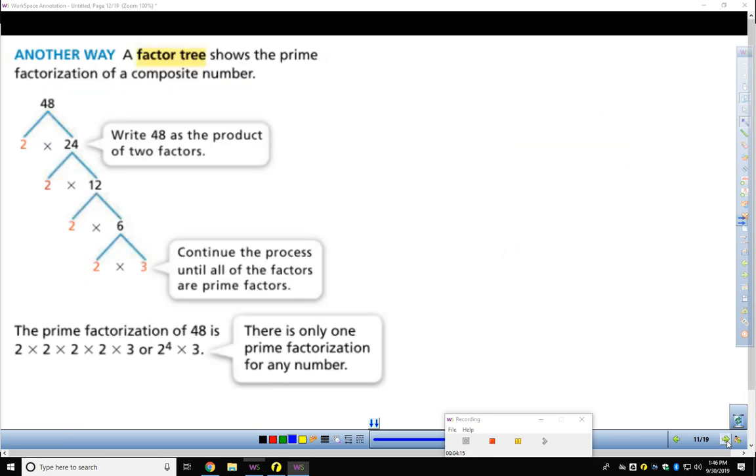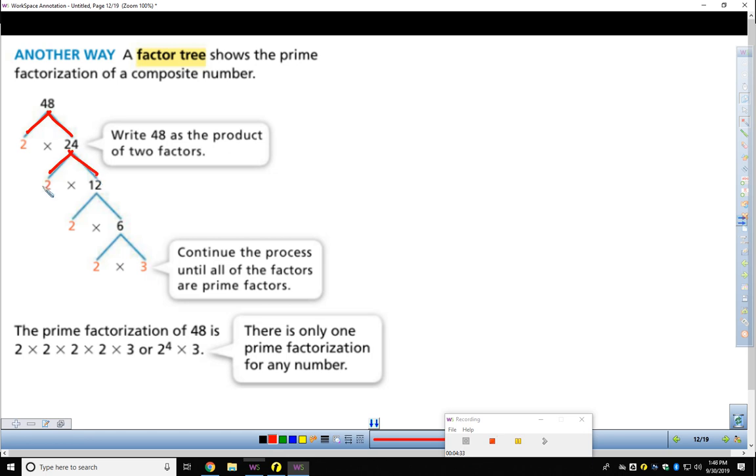There's another way to do it, and that's by making a factor tree. This is typically how I write it, but if the other way makes more sense, I'm totally cool with that. We're still going to split 48. This time I'm going to split it into 2 and 24. 2 is prime, so I leave that alone. 24 gets split into 2 and 12.